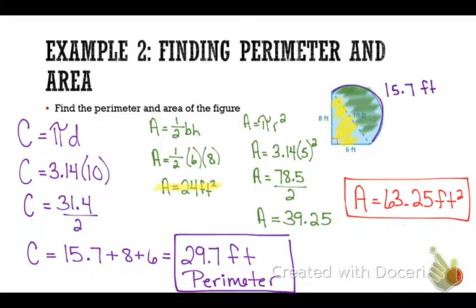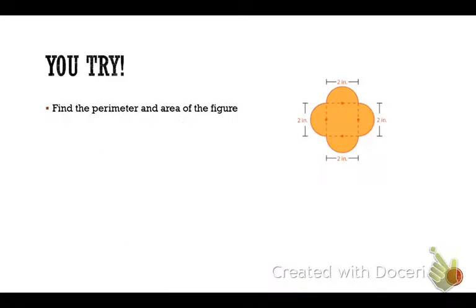All right, so like I said, this is really the most important part of the lesson today. So we're going to pause here. Any questions? Okay, you try. You're thinking on the right lines. Okay, you need to find, listen, perimeter and area.